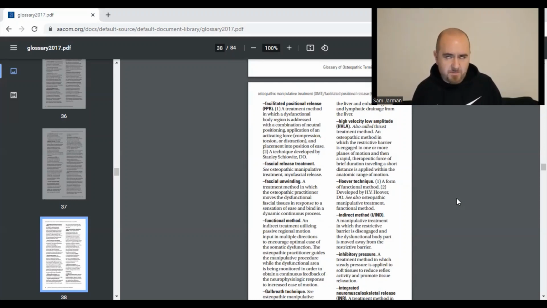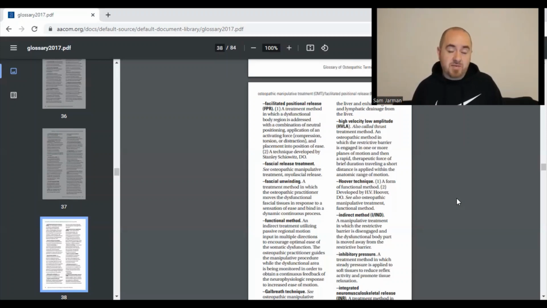And also it's the one that has the most danger, because if there is some portion of the anatomy that you're treating that has a disruption to it that the patient doesn't know and you don't know and you haven't screened properly, if you move fast in the thrust, there's more opportunities for things to break, rip, or tear. So we just look at the definition of the HVLA, also called thrust treatment method, an osteopathic method in which the restrictive barrier is engaged. So that's how you know that it's direct, in one or more planes of motion, as I already noted, and then a rapid therapeutic force of brief duration traveling a short distance is applied within the anatomic range of motion.